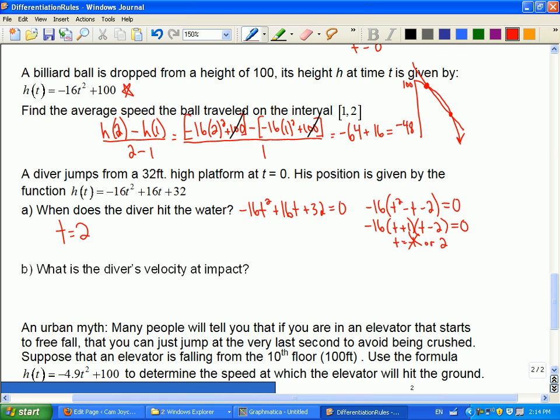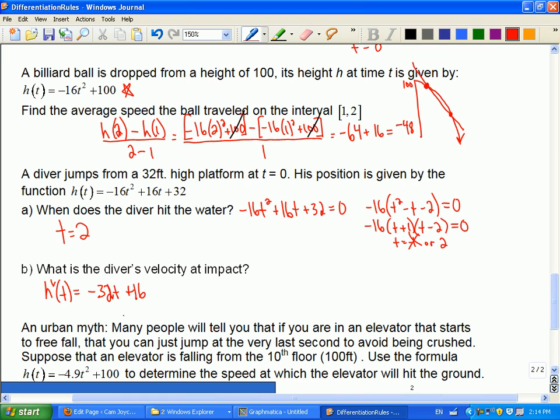Well, remember, if we think about a tangent line as that rate of change at an instant, that's what we need to find: a derivative to tell us that rate of change at an instant. So what's the derivative of the height? Oh, come on, this shouldn't scare you now, right? What's the derivative of the height? Negative 32t, yep, plus 16.